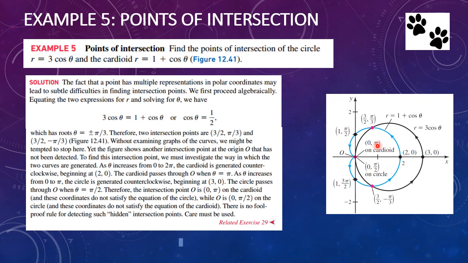On the cardioid, and unfortunately these coordinates do not satisfy the equation of the circle, while the origin point O is 0, pi over 2 for the circle, and these coordinates don't satisfy the equation of the cardioid. There is no foolproof way of detecting these hidden intersection points, so you have to be really careful, and we'll look at this. I think we're going to continue this problem in example 6.